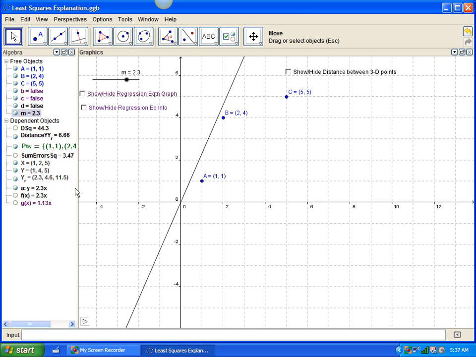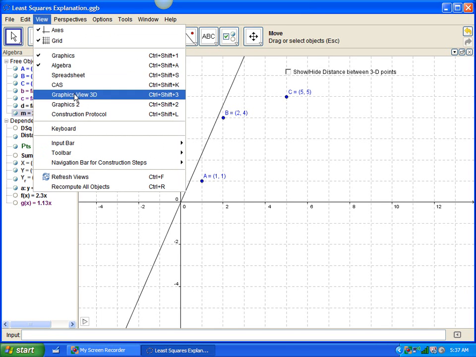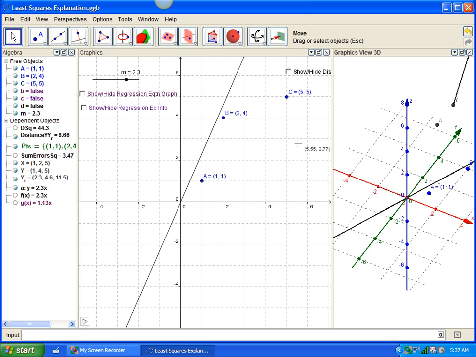I think it's obvious that one way of looking at what's wrong with my graph, and why it isn't the best fit line, is that Y and YR are nowhere near the same. If this was a perfect fit, they would be the same. The closer Y gets to YR, the better my fit is. So what do I mean by the closest Y gets to YR? Well, since I've defined those as points, I can actually look at this graphically. So let's take a 3D view.